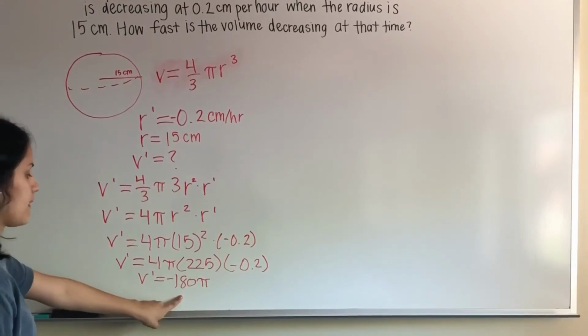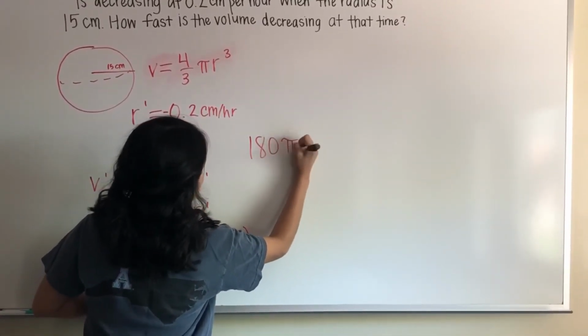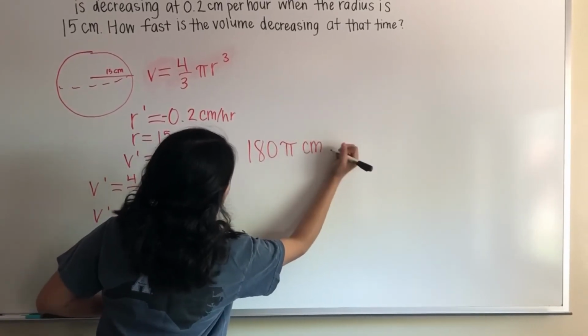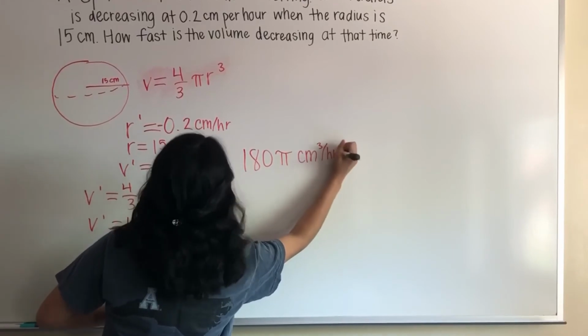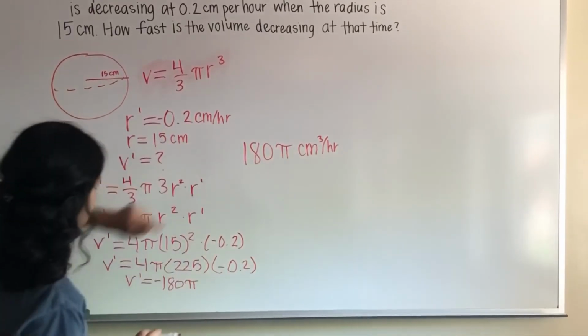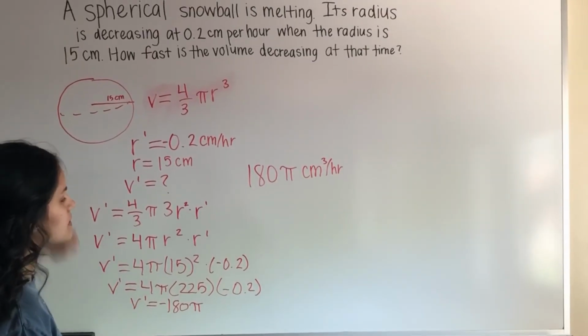So our answer would be 180 pi centimeters cubed per hour. And we leave out the negative because the problem already states that it's decreasing, so it's not necessary.